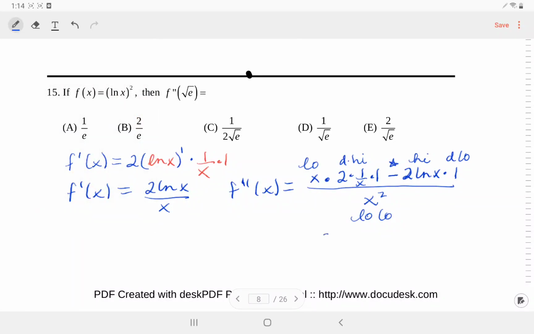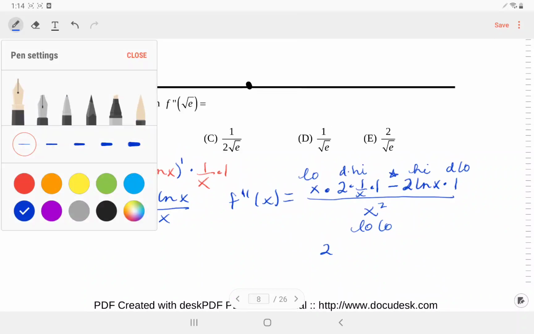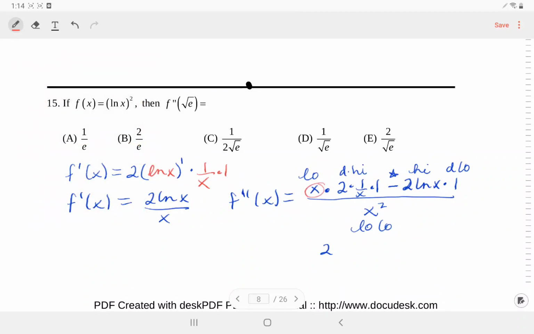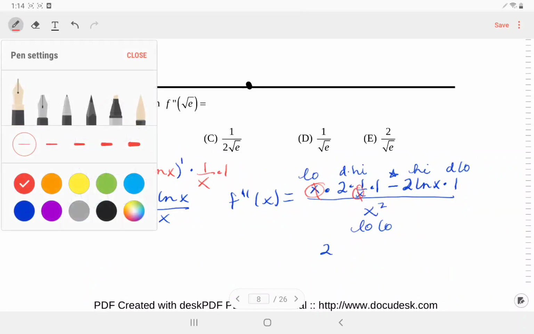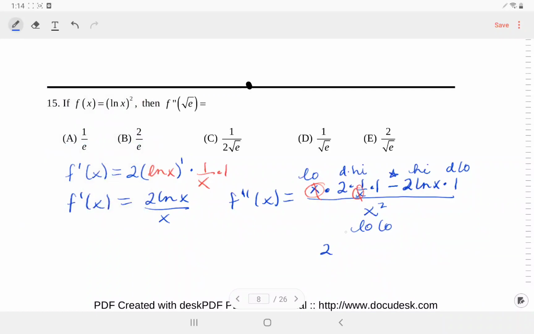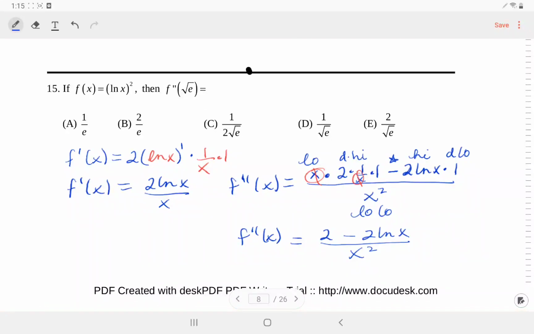Okay, so this is 2 because those x's cancel, right? This x and this x, they cancel. And then this is 2 minus 2 ln x over x squared. That is f double prime of x. And then I need to substitute in rad e. So the second derivative at rad e is 2 minus 2 ln rad e over rad e squared.